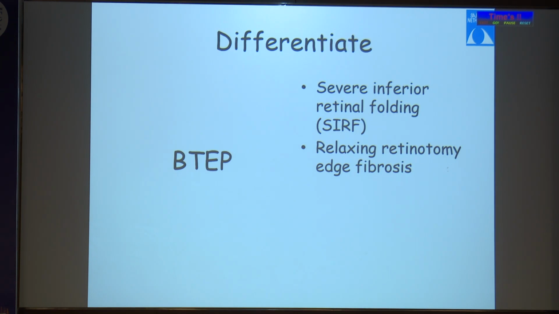Now you should also know that we should be able to differentiate the BTEP from what is called SIRF. What is SIRF? It is nothing but the severe inferior retinal folding. What we see in these patients is that your RR edge is going to retract and come away, and your laser scars are going to be lying bare over there. But this happens in a rhegmatogenous retinal detachment. The next thing is relaxing retinotomy edge fibrosis. This is when you have epiretinal membranes which can cause contraction and thereby fibrosis. So you will have to differentiate this from BTEP.